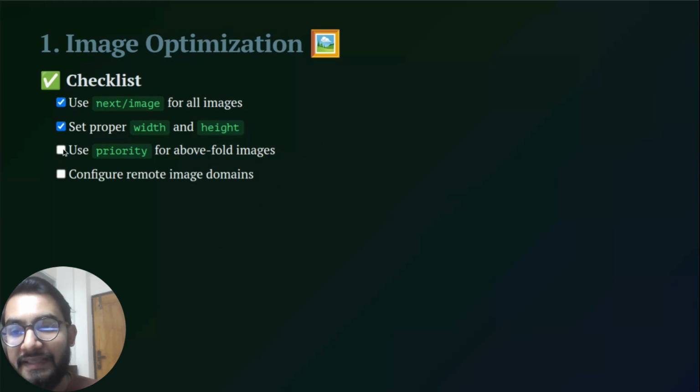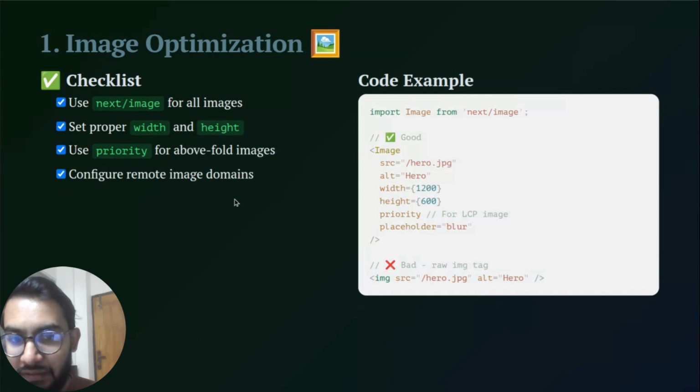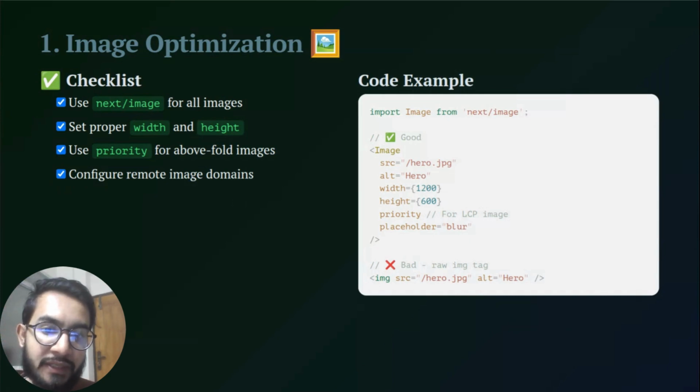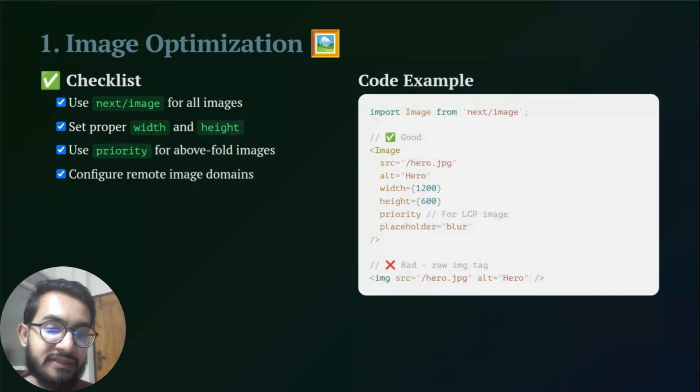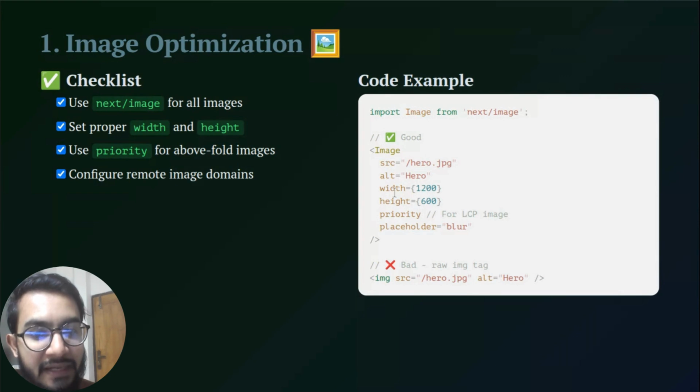So set proper width and height, and also you need to use priority for above fold images, and you need to configure remote image domains. Well, here is an example of a good image declaration and a bad image declaration. If you are using the basic HTML image tag, this will not be optimized at all in your Next.js application. So what you need to do is use next image, and define it like this. You should have an alt for SEO, and you also should have a source, width and height, and also you need to have the priority.